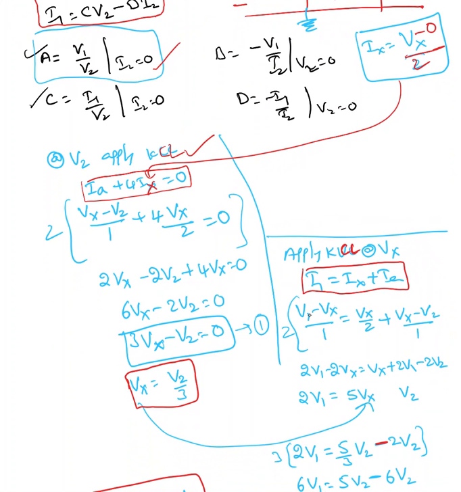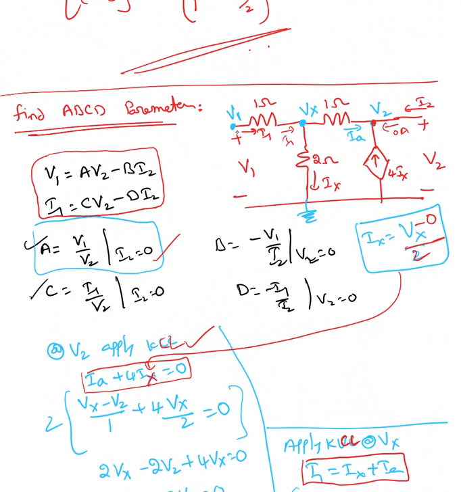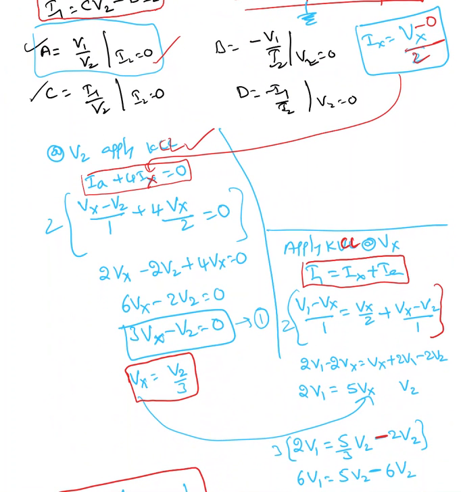So I1 is V1 minus Vx over 1. I1 is this voltage minus this voltage, V1 minus Vx over 1, that is I1. Ix is Vx over 2, Ia is Vx minus V2 over 1. Okay, so this is the equation after substitution. So I'm going to multiply with 2 to eliminate the denominator. So I will end up with 2V1 minus 2Vx equal to Vx plus 2Vx minus 2V2.